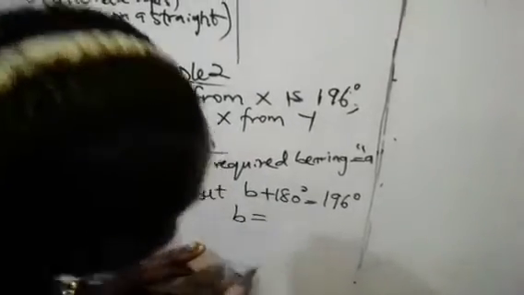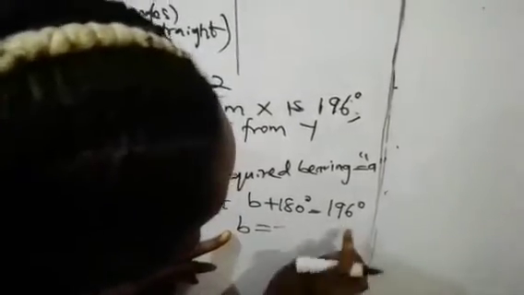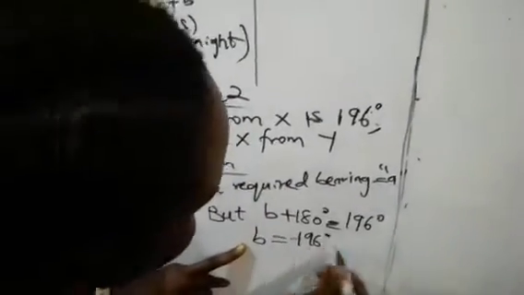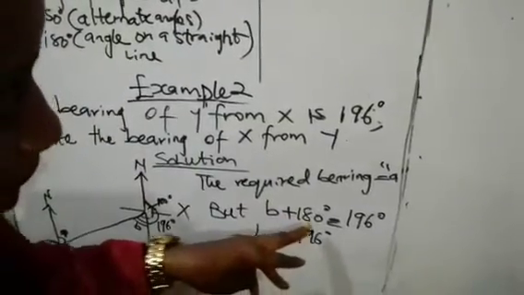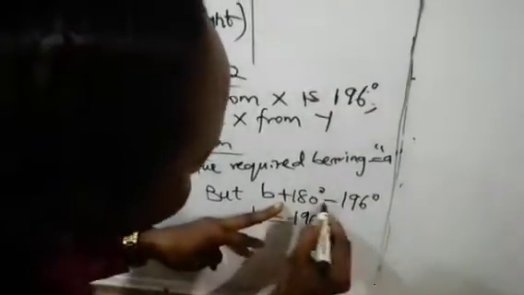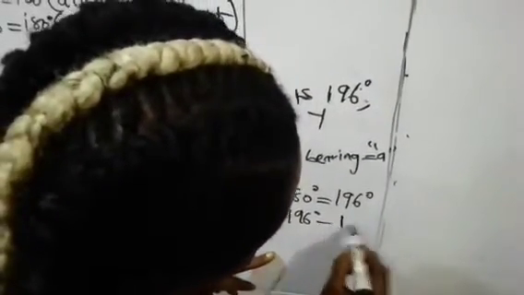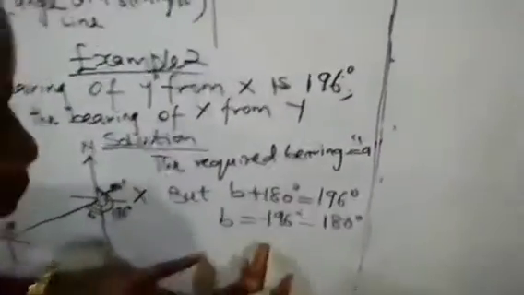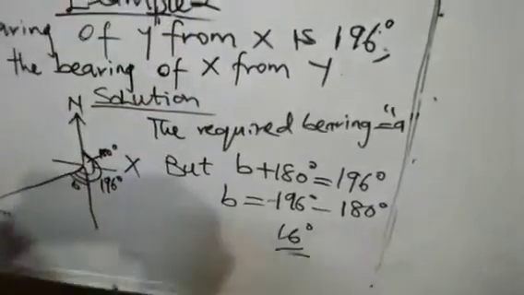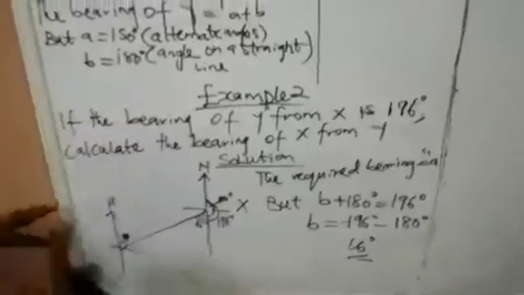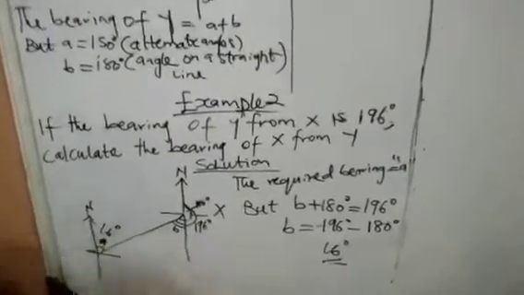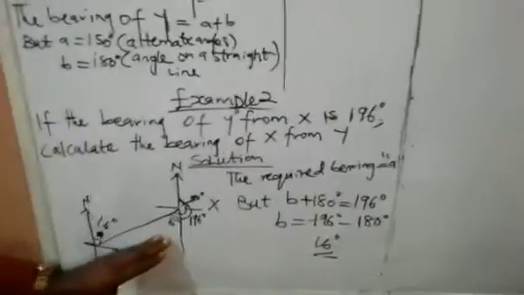We have B equals 196 degrees minus 180. This 180 degrees crossing to the other side will turn to minus. You have minus 180 degrees. When you subtract 180 from 196, it will give us 16 degrees. So our A is 16 degrees, and this A is alternate to this B here.